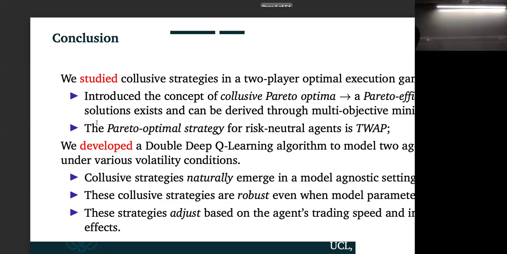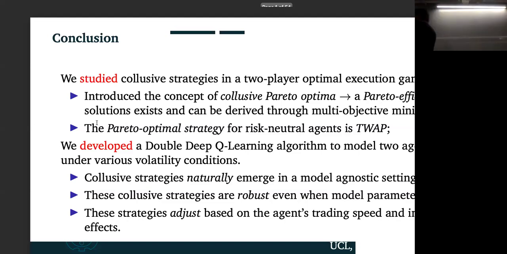So we found the Pareto optimal distribution set in this game, and we found the Pareto optimal strategy. But most interestingly, we developed the double diffusion learning algorithm to model two-agent trading under variable conditions. And it seems that the supra-competitive collusive strategy naturally emerged in a model with agnostic setting. These collusive strategies are robust even when model parameters vary, such as the level of volatility. And the strategy adjusts to the interaction effect. So essentially, they learn that the other agent is present in some sense, and they try to use it.